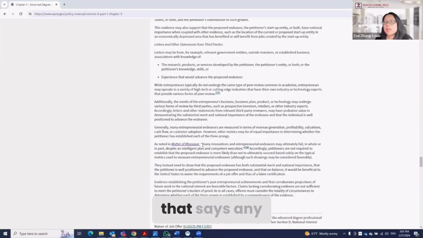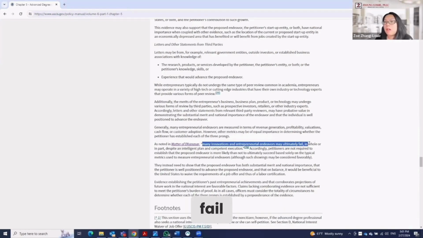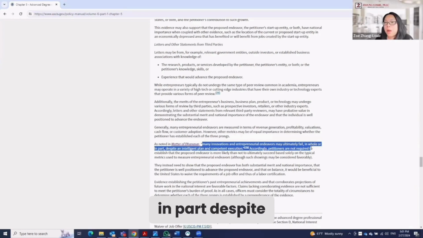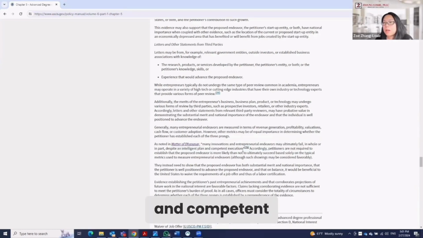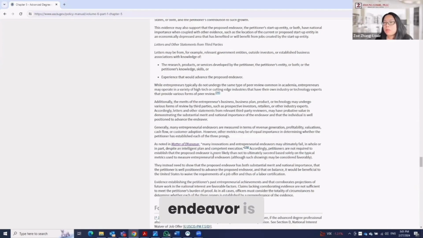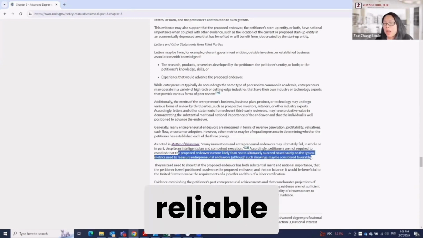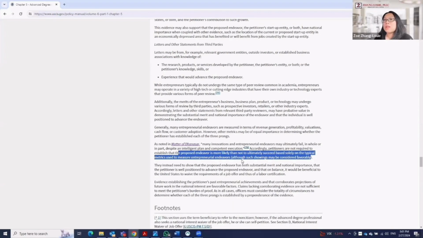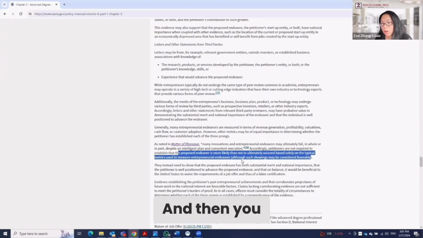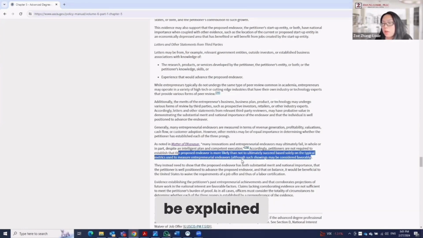And so we want to also add that in terms of entrepreneurs, this is a specific consideration in Matter of Dhanasar that says many innovations and entrepreneurial endeavors may ultimately fail in whole or in part despite an intelligent plan and competent execution. So petitioners are not required to establish that the proposed endeavor is more likely than not to ultimately succeed. We just have to have a reliable business plan to get the NIW approved. And then later, if something happens for your adjustment of status, maybe it can be explained away.